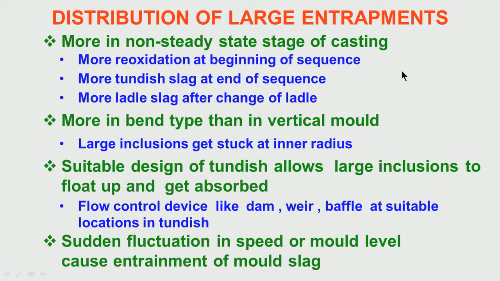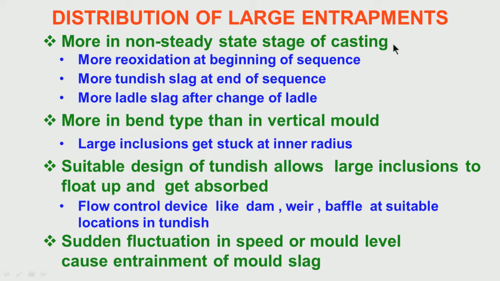In a cast product, and cast product is finally going to be rolled to have a roll product. So, the distribution of the large entrapments is not uniform. As I have told you, we have to worry about the large entrapments only, not fine or small inclusions. These large entrapments are not uniformly present in the cast product, and since they are not uniformly present in the cast product, they will also not be uniformly present in the roll product. So, let us see where they are present.